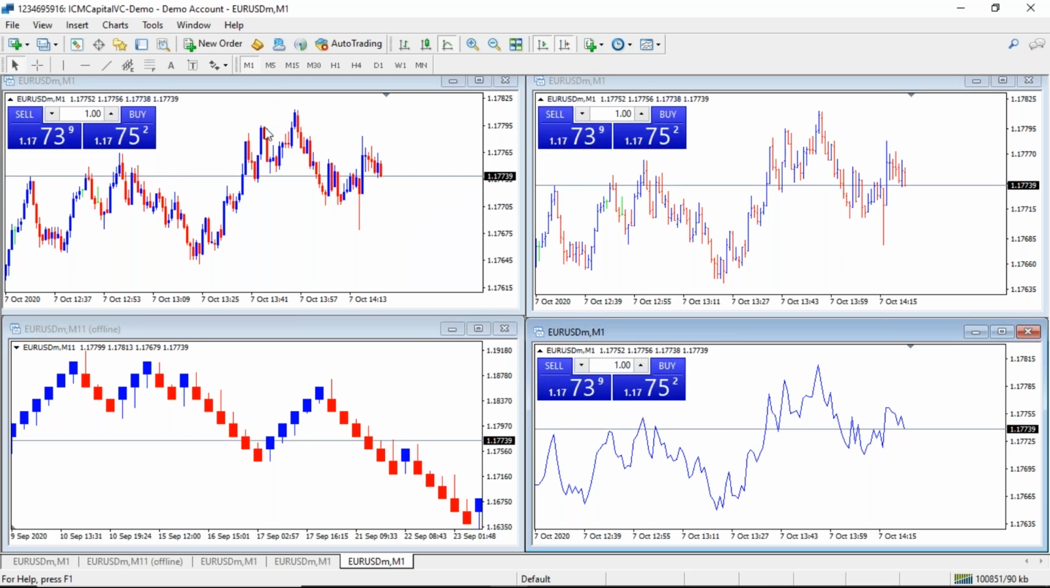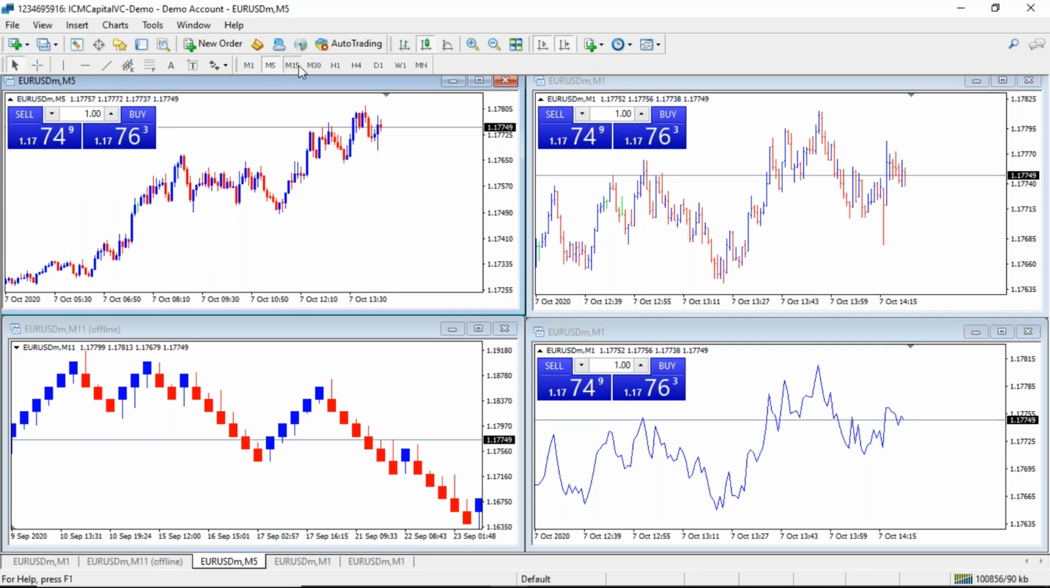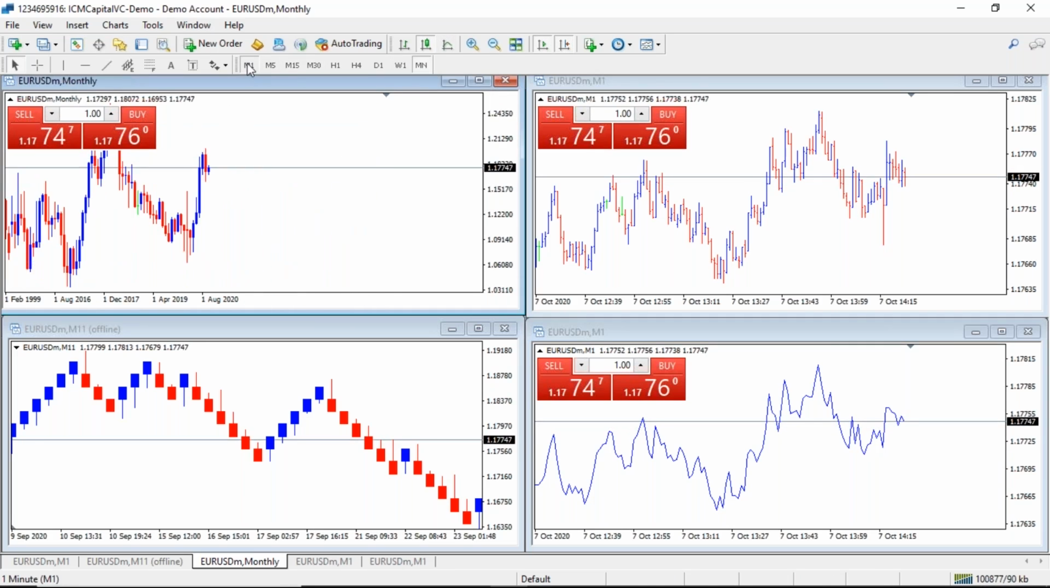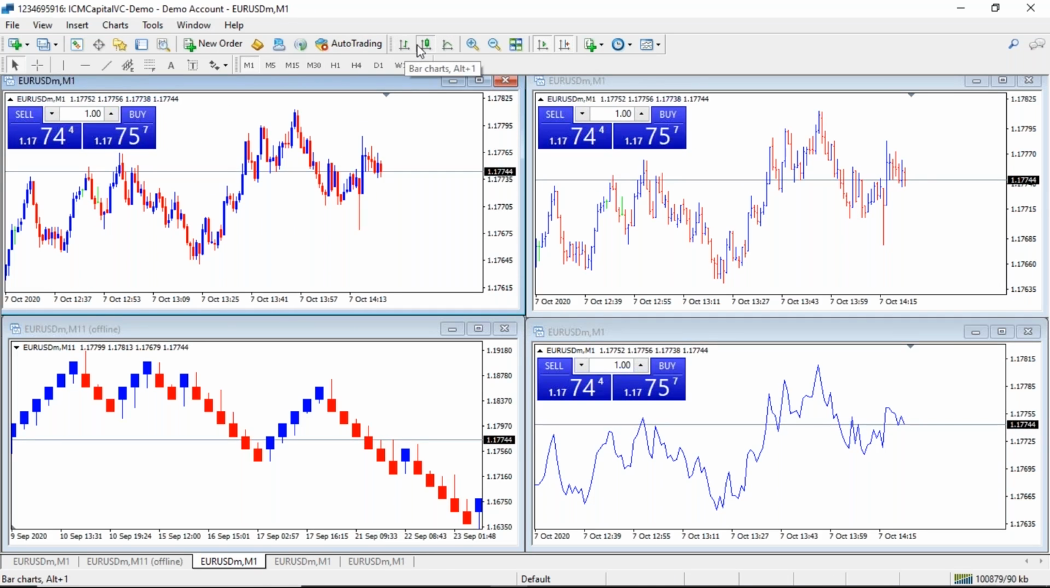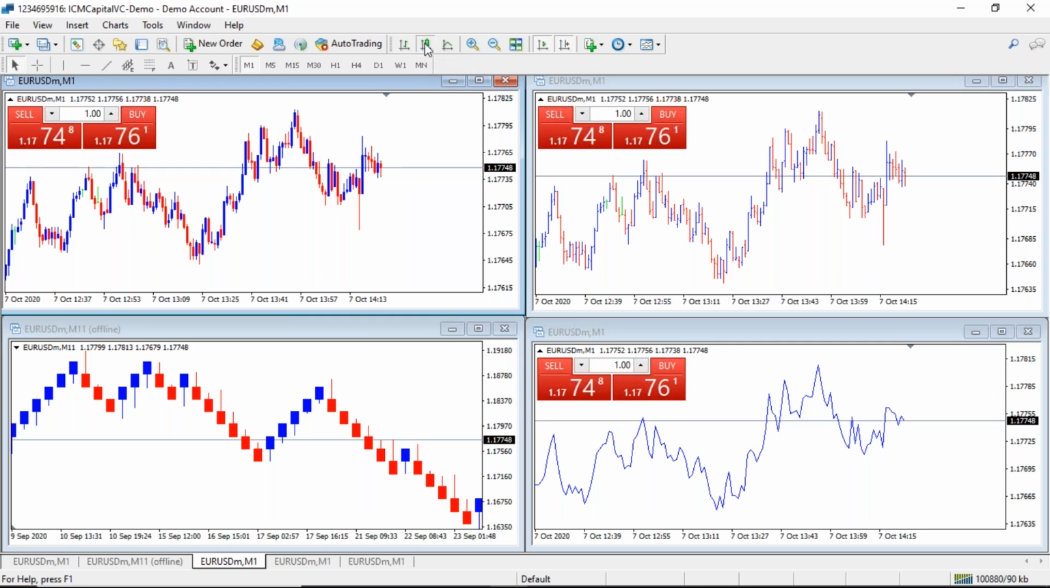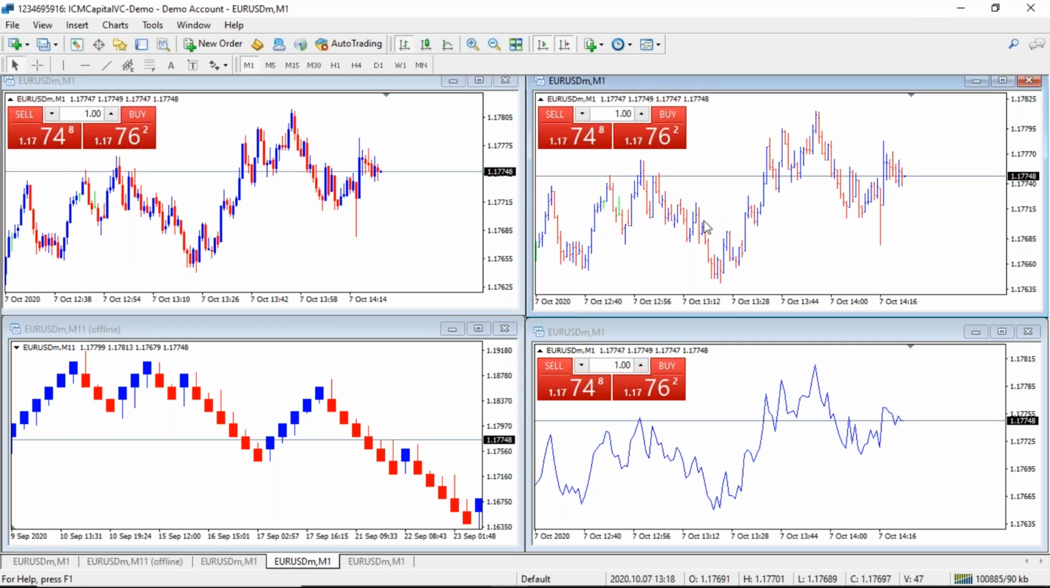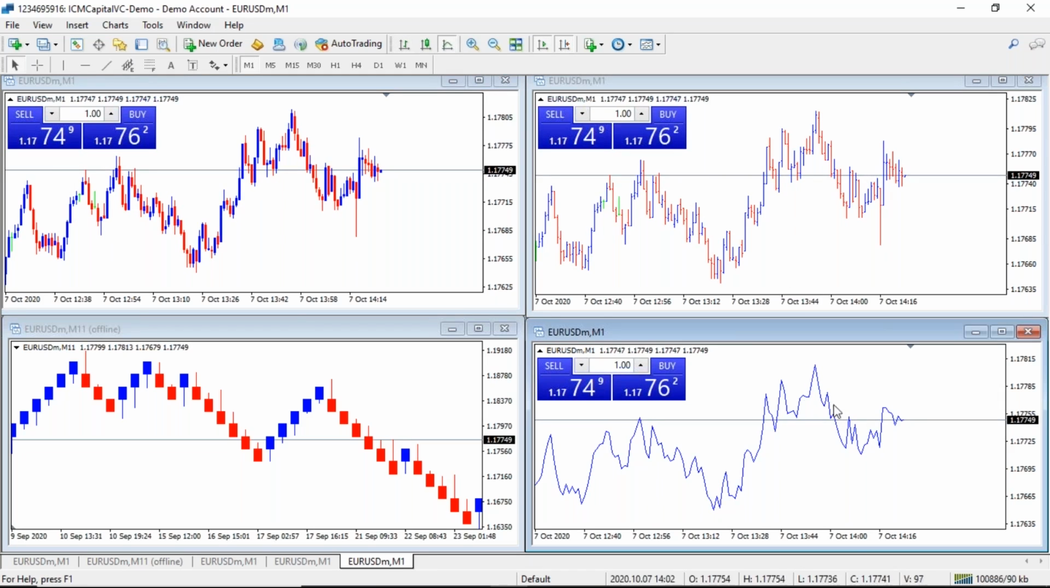So this is the chart. You can choose the time frame here, 1 minute, for example. You can choose 1 minute, 5 minutes, 15 minutes, 30, up to 1 month. And also you can choose the chart type. You have the bar chart, candlestick chart, and the line chart. So I'm going to use here the candlestick chart. This is the candlestick chart, this is a bar chart, and this is a line chart.